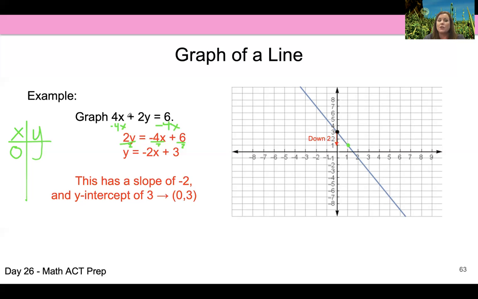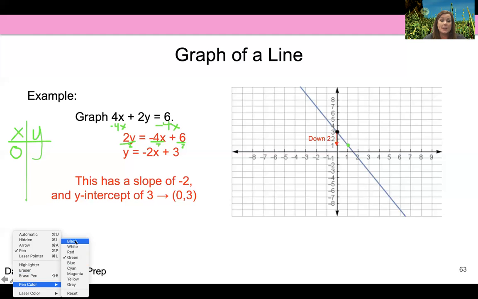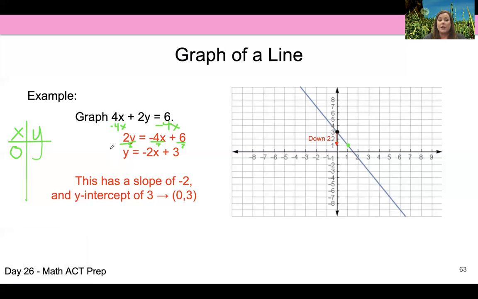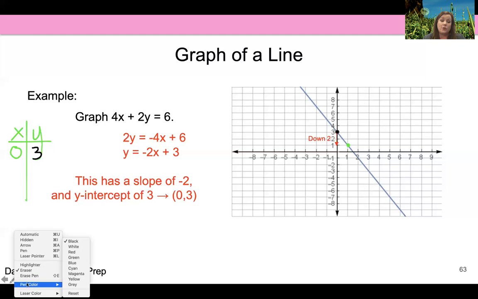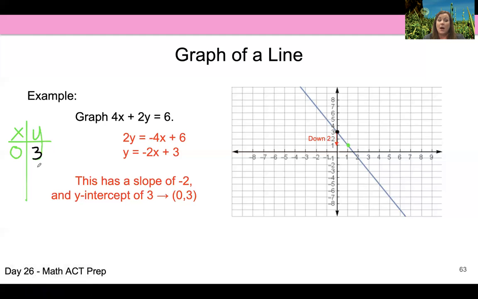What's really interesting, because, let me get a different pen color. Okay, so if you look here, if I let X be equal to 0, then this would be 4 times 0, which is 0. So it kind of gets rid of that. And now all I have is 2y equals 6. Divide both sides by 2, and when X is 0, Y is equal to 3. Pretty cool.